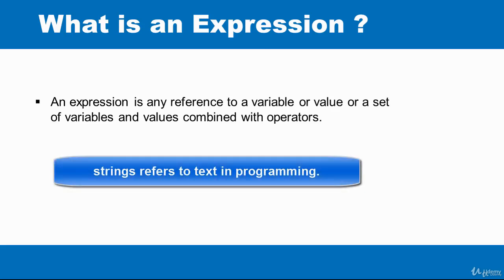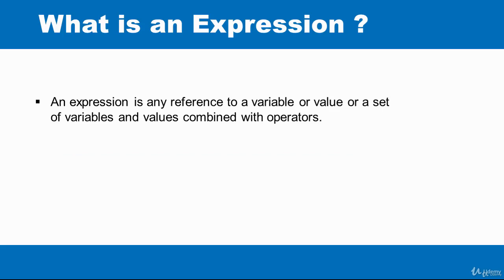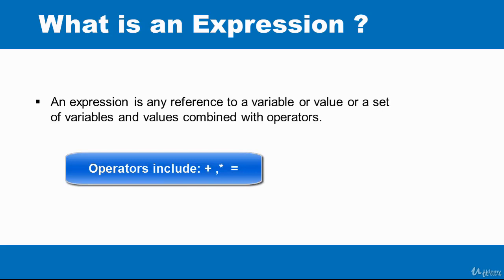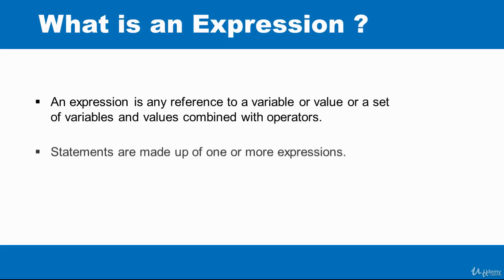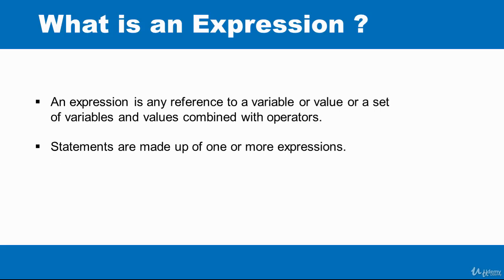So it's like the text characters strung like a string. So they're referred to as a string in programming. Also, you have operators. For example, the addition operator, multiplication operator, assignment operators. All these combined together are what is referred to as an expression. A computer program is basically a bunch of statements, and statements are made up of one or more expressions. So let's take a look at a very basic expression.